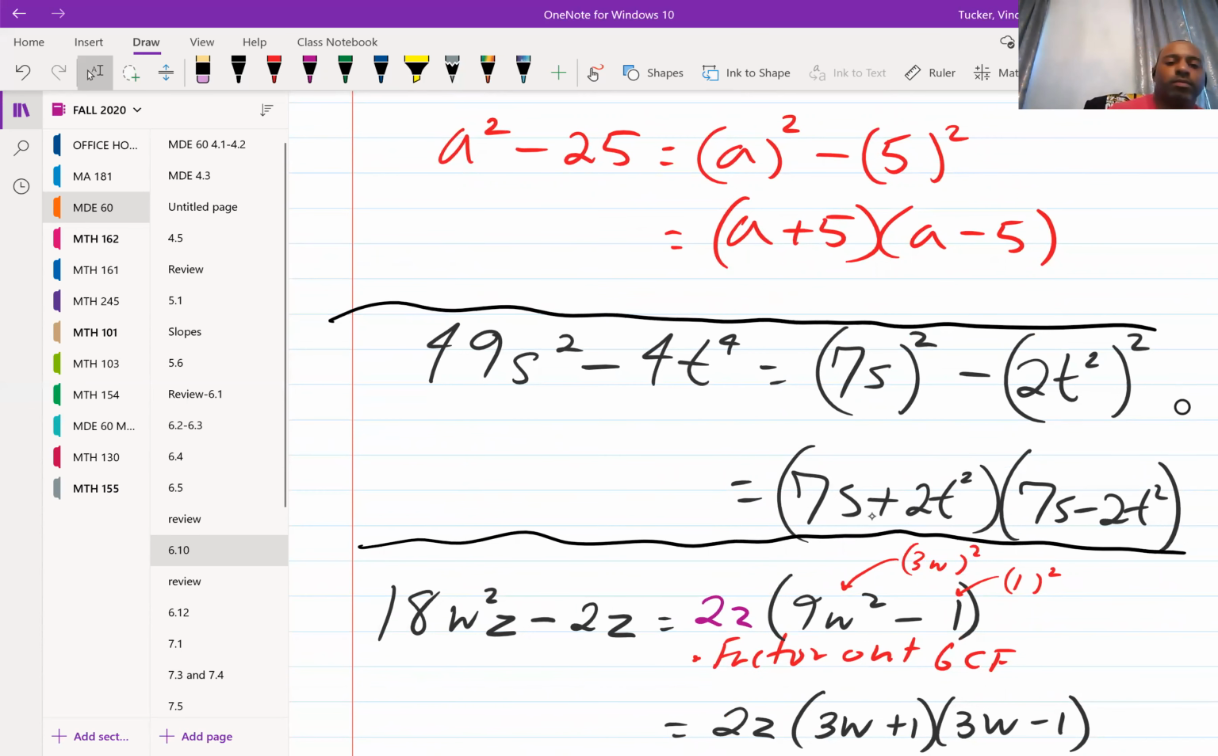All right, next one. 18w squared z minus 2z. So notice, remember, we mentioned it before. First thing we want to do is factor out the GCF if possible. It's always the first move to make if it's there. The first two that we just did, there was no GCF to pull out, so there was nothing to discuss. But here we could factor out 2z from each term. And that leaves us with 9w squared minus 1 inside of the parentheses.